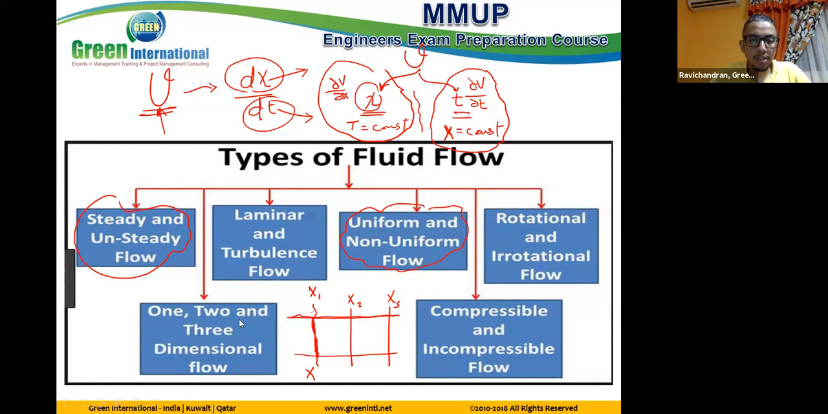One, two, three dimensional flow. One dimension, straight line. Two dimension, in two directions: flow is moving in one direction and another direction also changes. Three dimension means the flow changes in three directions.